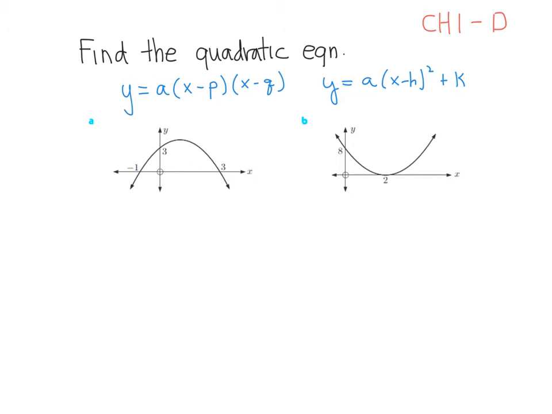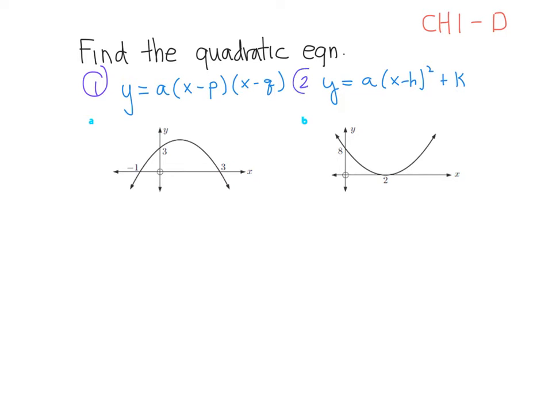In this video, we will find a quadratic equation from its graph. There are a number of different ways to do this problem, but I personally like to use the two equations that I wrote up in here. First one is y is equal to a times (x - p) and (x - q). These are helpful when you know where the graph is passing through the x-axis.